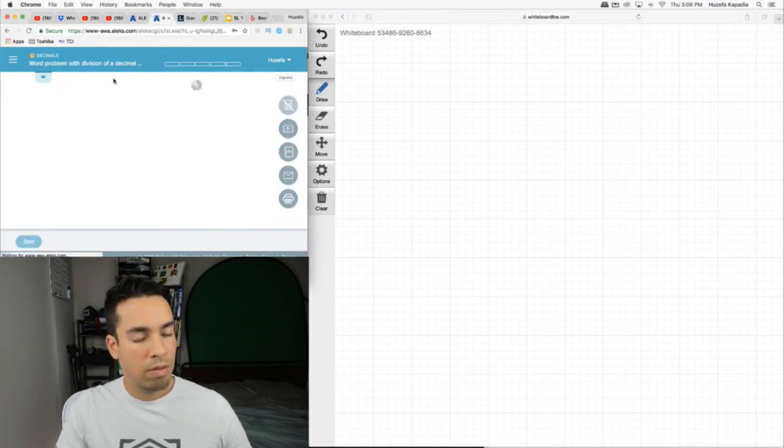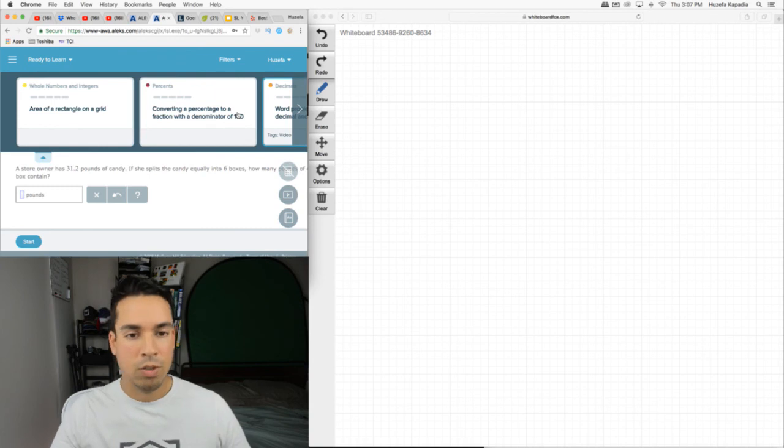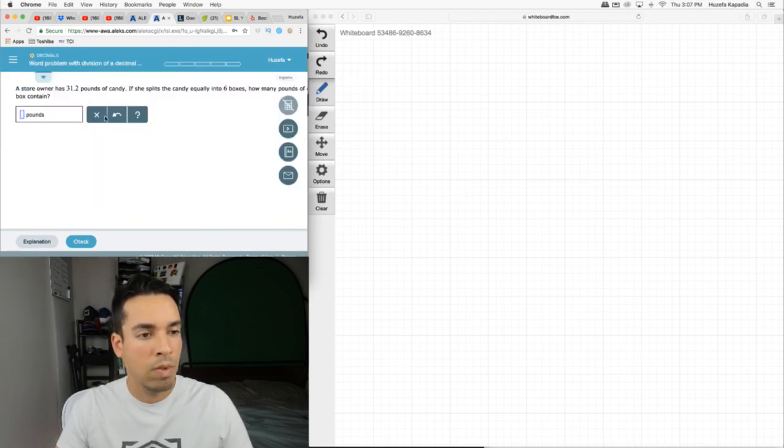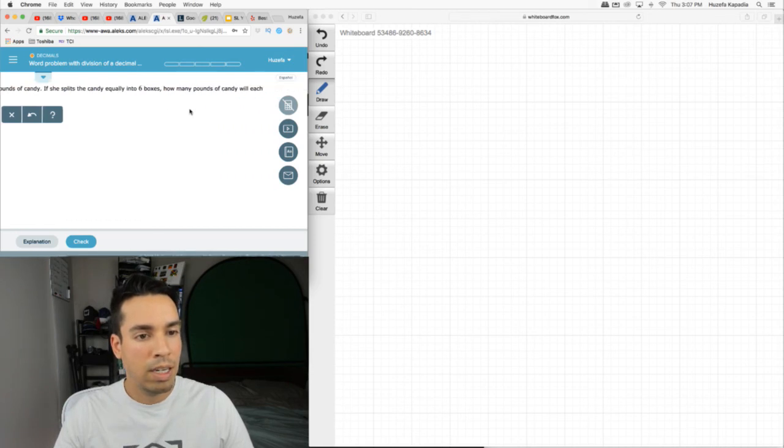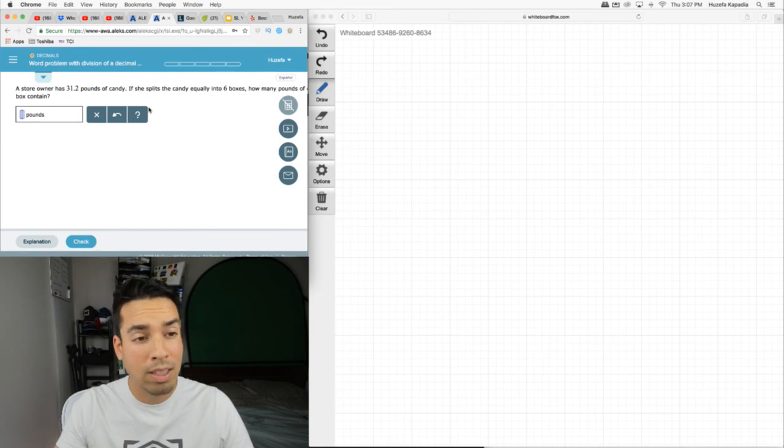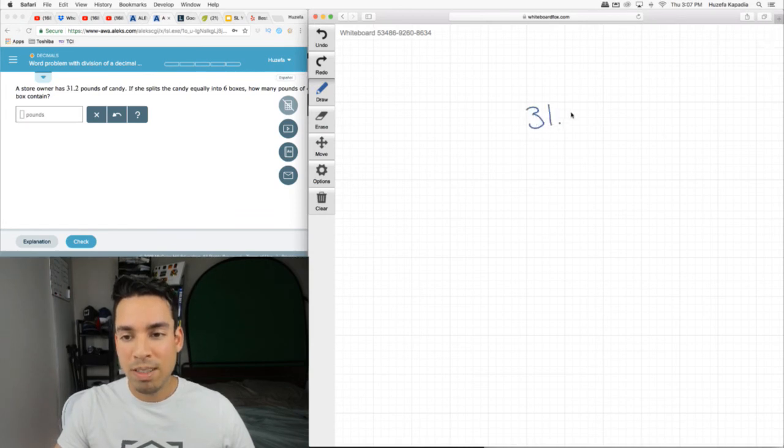All right, word problem with division of a decimal. Let's just make sure, what is this? With the decimal and a whole number. A store owner has 31.2 pounds of candy. If she splits the candy equally into 6 boxes, how many pounds of candy will each box contain? What are they asking? Well, we know this is a division problem from the title of the category. But we've got 31.2 split up into 6 boxes, meaning we're dividing by 6.